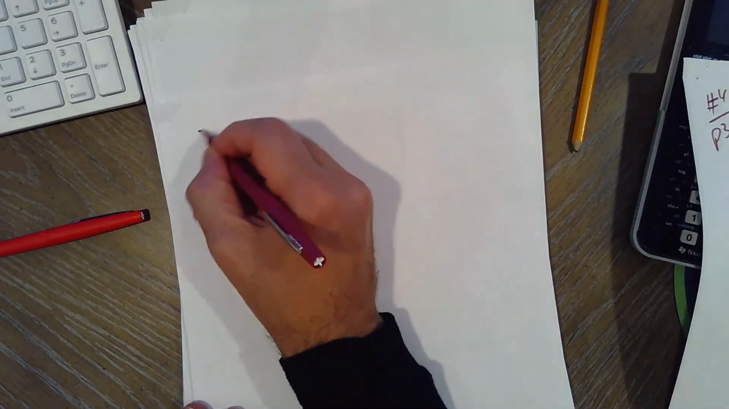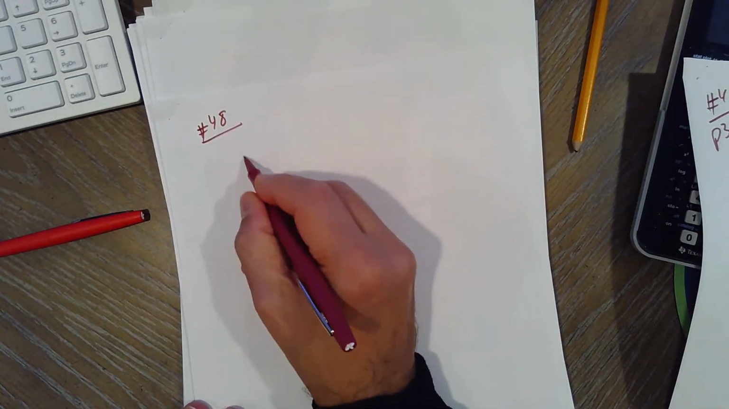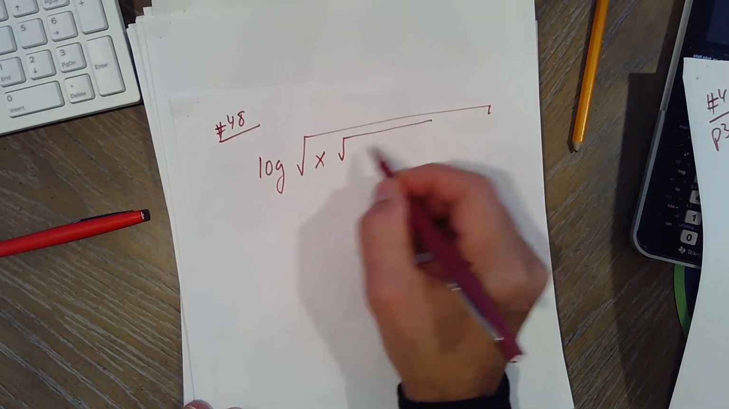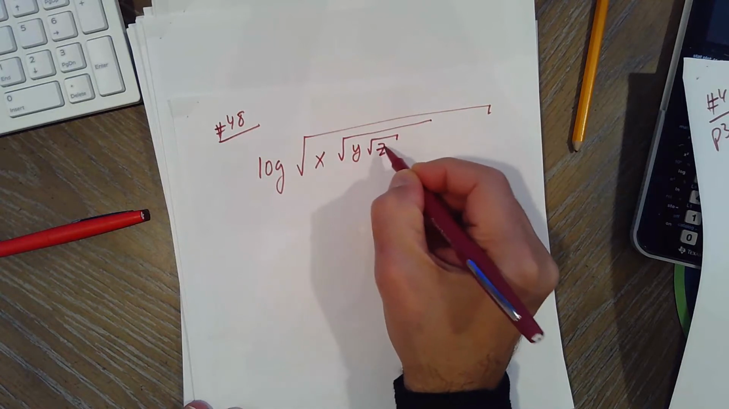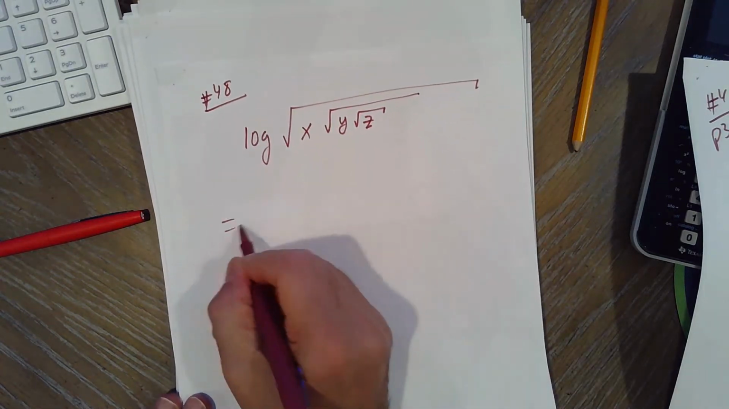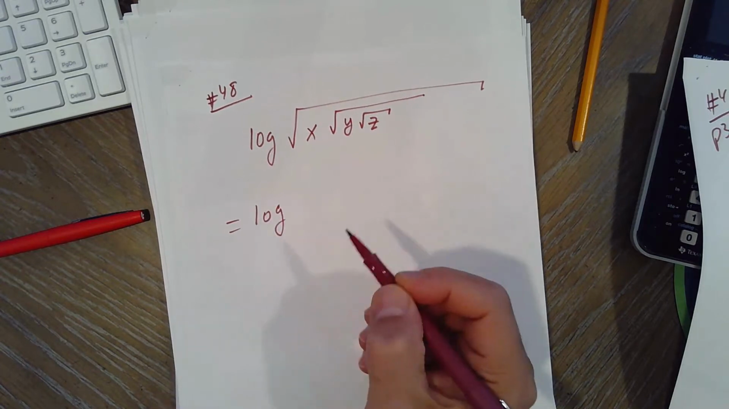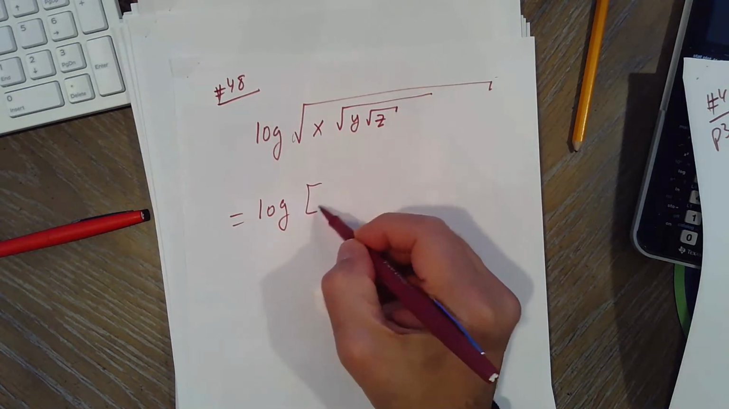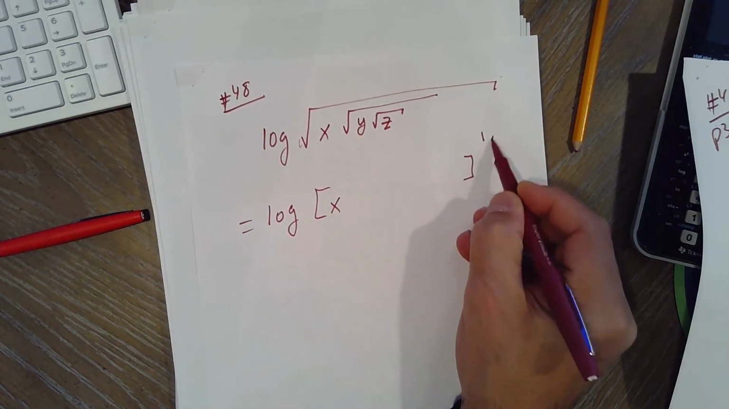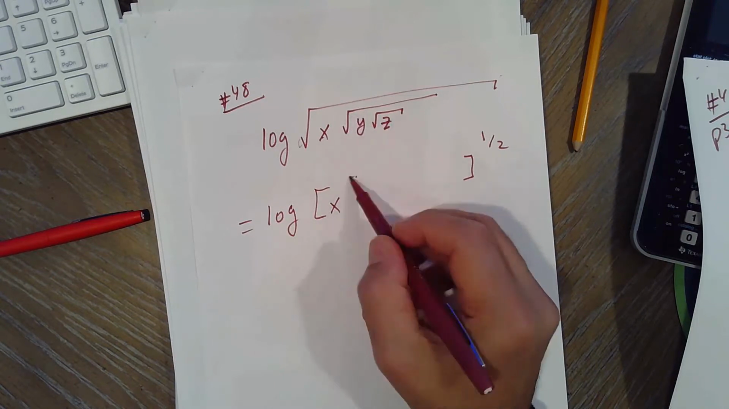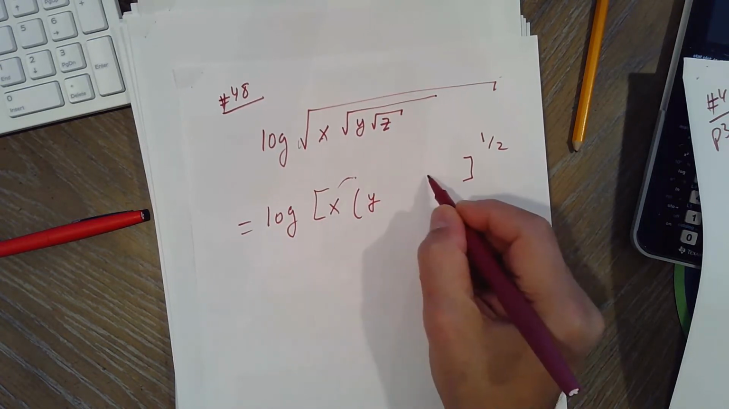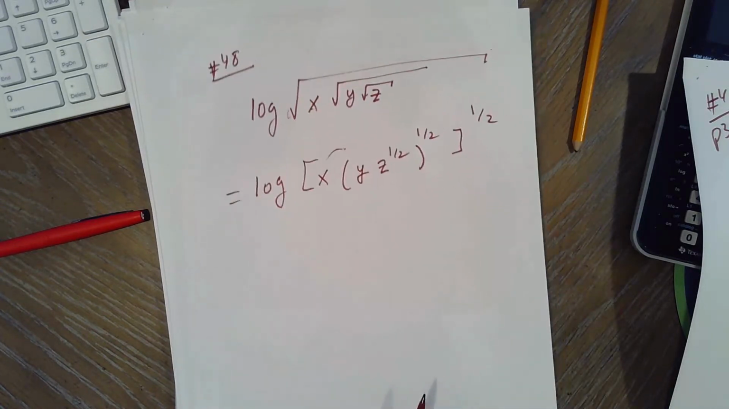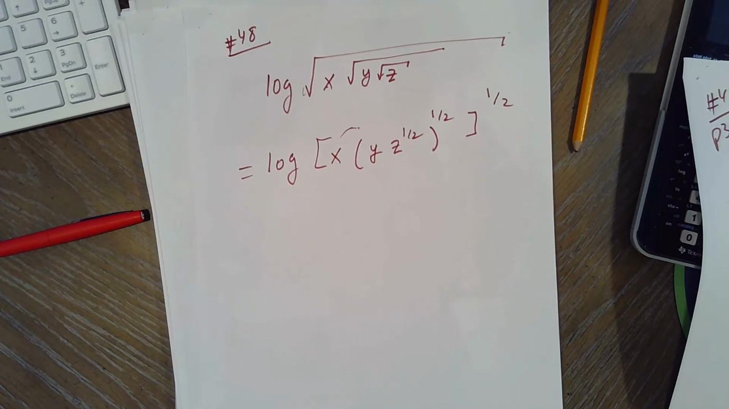Okay, number 48. Log square root of x square root of y square root of z. So let's remove the square root and put a power. So that outermost one is going to be for everything as 1/2, x here, then this one would be y 1/2 and then z 1/2 at the bottom. Okay, so I removed every square root and put a 1/2 instead.